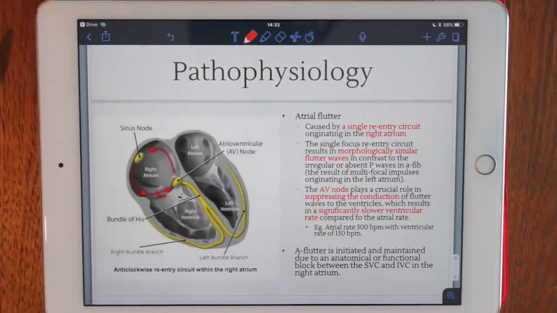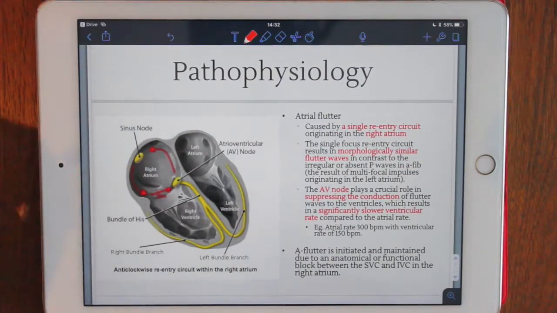So what's the pathophysiology of atrial flutter? We know that it's a single reentry circuit originating in the right atrium. What's important to distinguish for A flutter is the waves are morphologically similar. Every bump looks roughly the same.